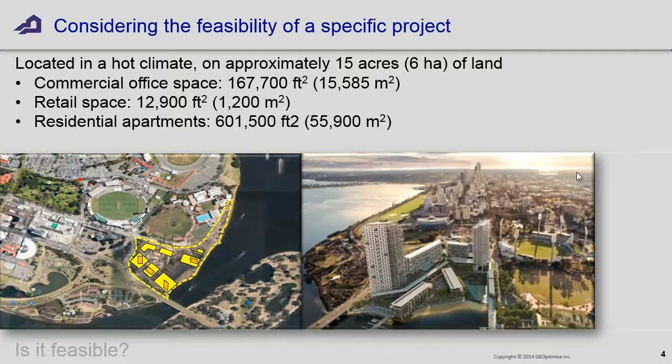Looking at a specific project, this is a project in Australia, actually in a fairly hot climate. They've got about 15 acres of land to play with. They're looking at putting in about 167,000 square feet of commercial office space, 13,000 square feet of retail space, and 600,000 square feet of apartments. So about 800,000 square feet altogether.